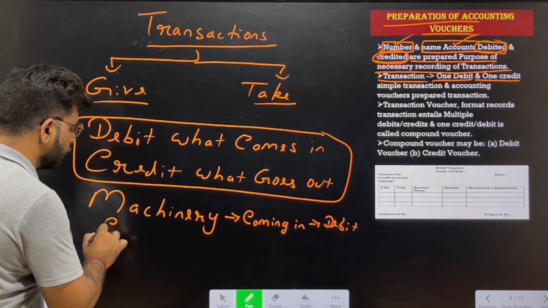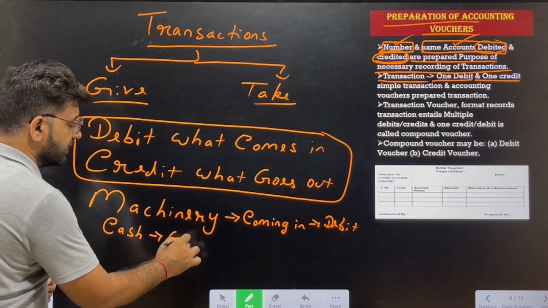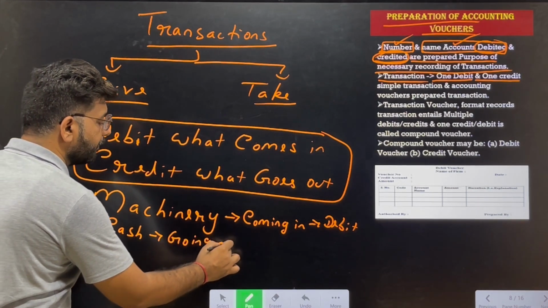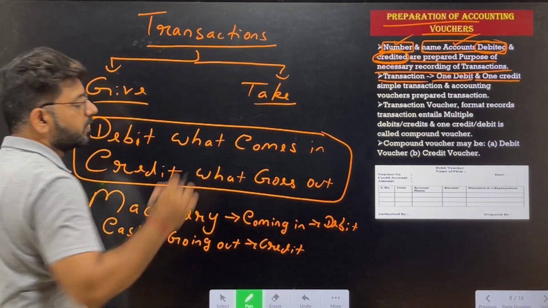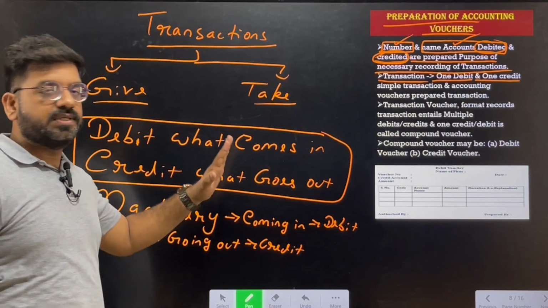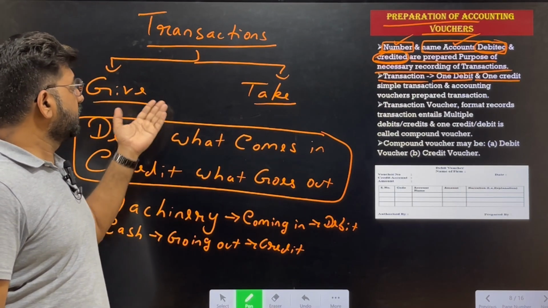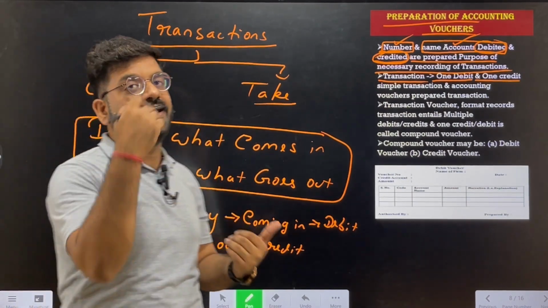And when we purchase machinery, the cash will be going out. Since the cash is going out, we will have to credit that amount. This is just an example which says: debit what comes in, credit what goes out. Whenever we take something, that has to be debited. Whenever we give something, that has to be credited.